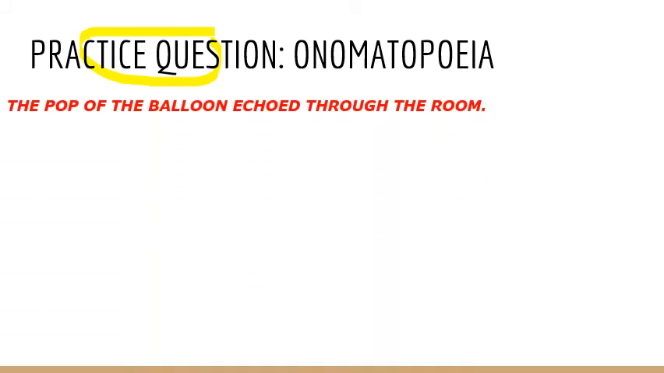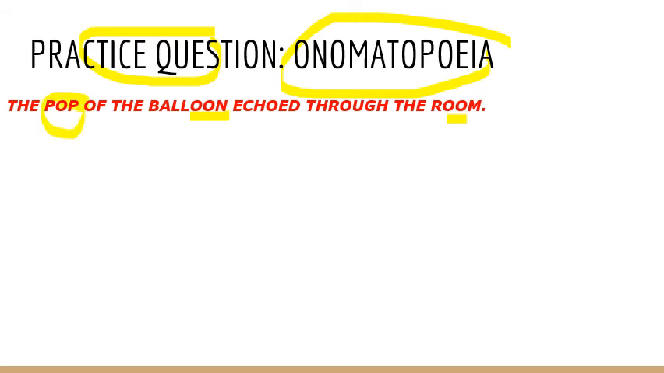So, what can you expect? How can I ask onomatopoeia? Let's do a little practice question. There's your example. The pop of the balloon echoed through the room. So the first thing, and I know, yes, there is assonance in there. Well done to those of you who picked it up. But I just want to focus on onomatopoeia now.